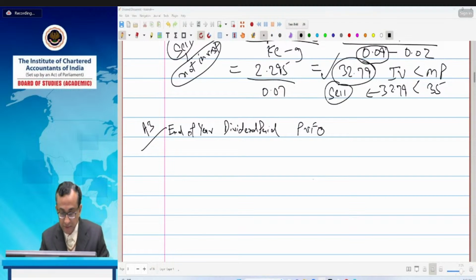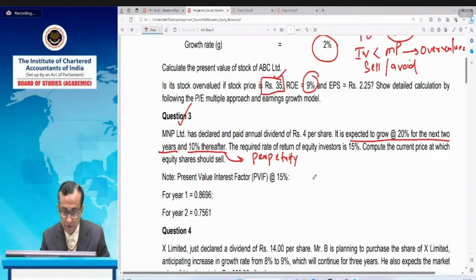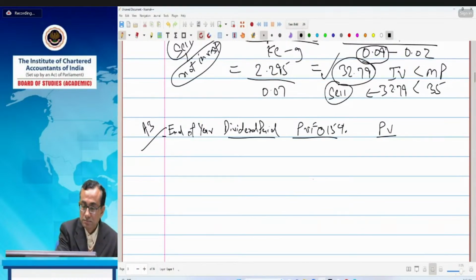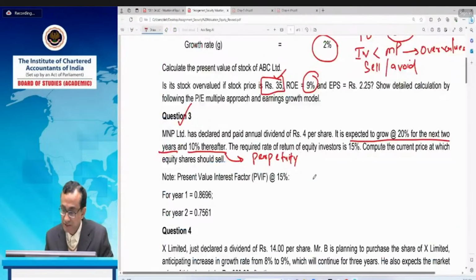What is the present value factor? The discount rate is 15%. And this is PV, that is the present value. Okay, so at the end of year 1, 2. For 2 years it will be exponential growth rate.